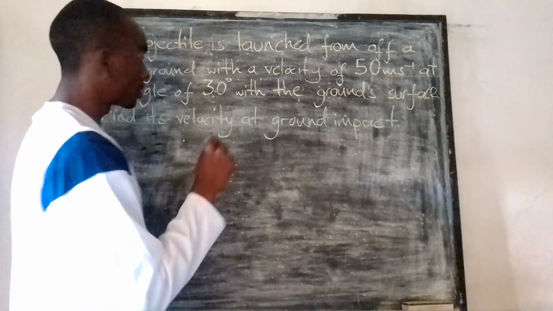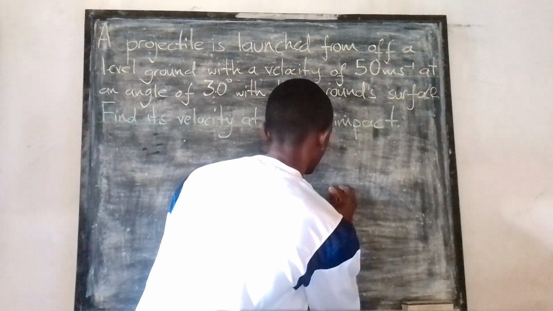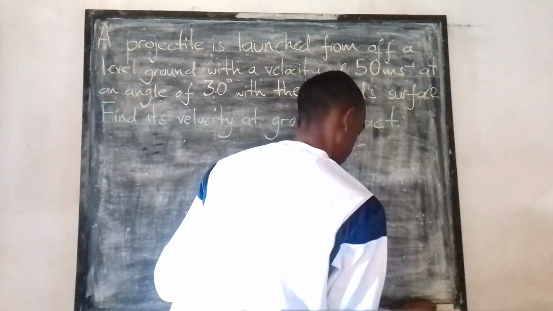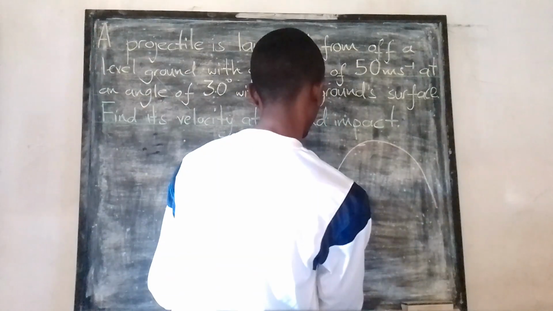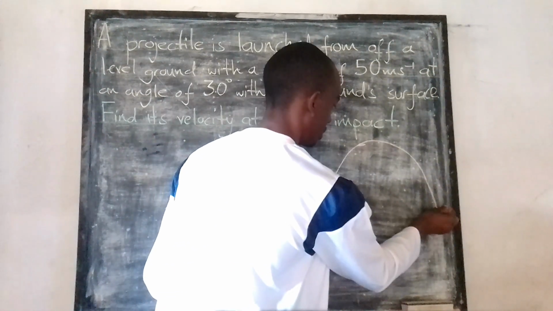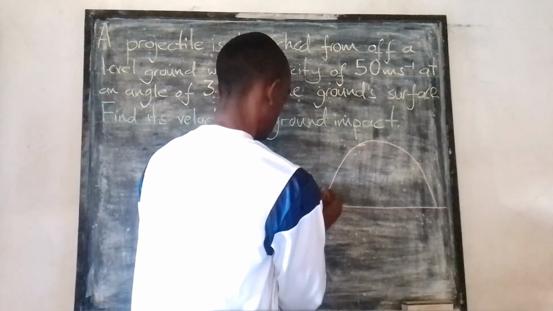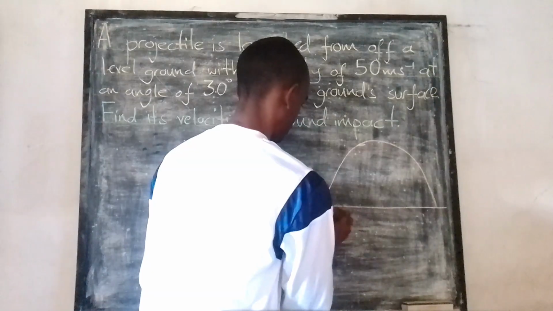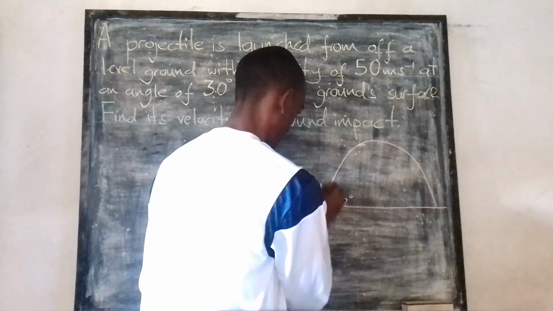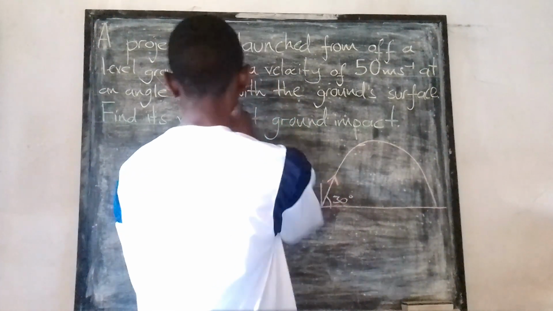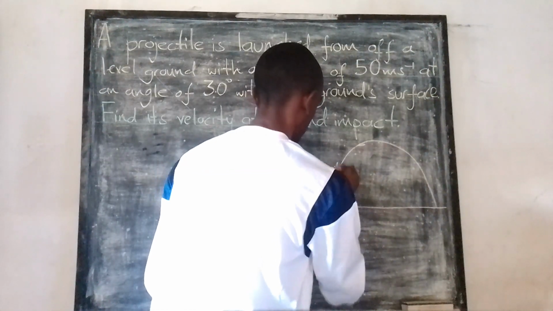So first and foremost, what we have to do is draw a diagram so that we understand what is happening here. So our projectile has been launched at an angle of 30 degrees to the ground surface. Now, let's say this is the ground surface. What we have here is this: 30 degrees, and the magnitude of the velocity being what? 50 meters per second.